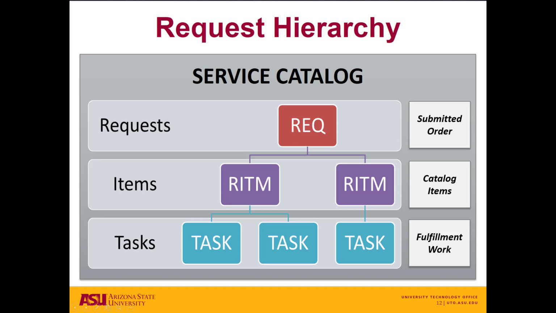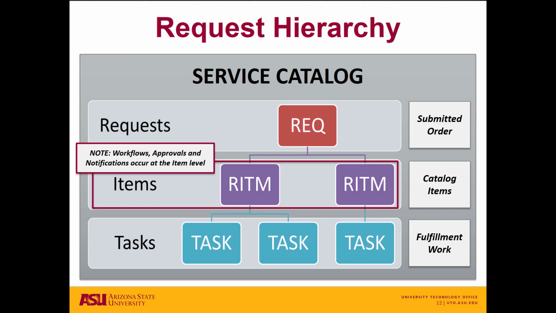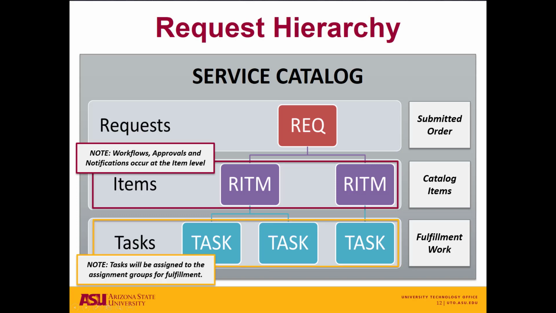When all of the tasks related to an item are closed, then that item will close automatically. When all the items associated with the request are closed, the request closes automatically. Note that workflows, approvals, and notifications occur at the item level. Tasks are the things that are worked on and closed by the assignment teams.